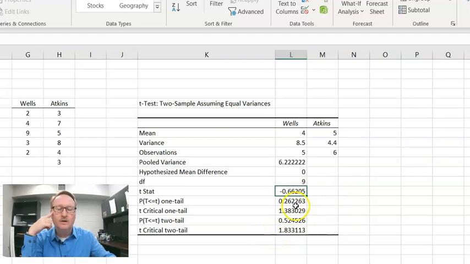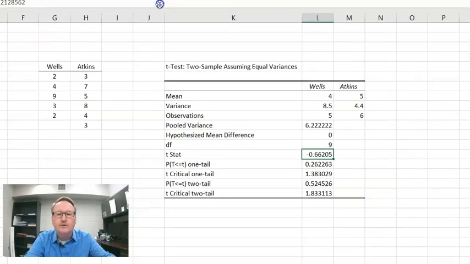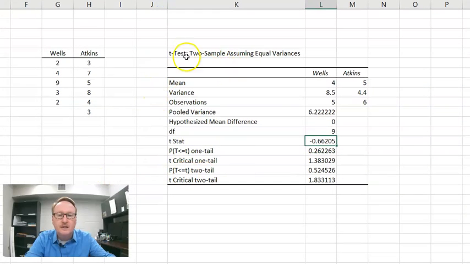So our decision is it falls within the fail to reject region, so we fail to reject the null hypothesis, and we're going to conclude that there is no difference between these two methods of installing the engine. Okay, I hope that's helped you. Remember, use the Excel. It's going to be easy.